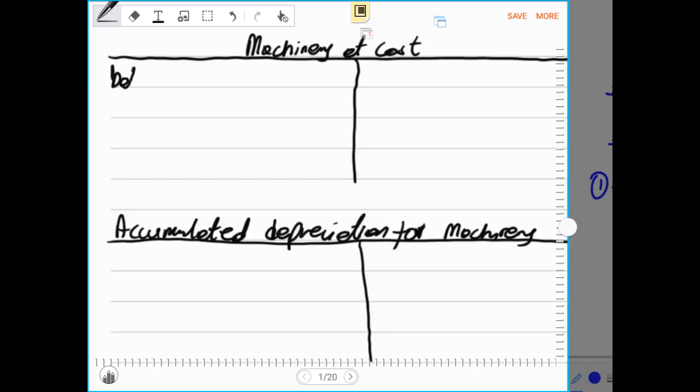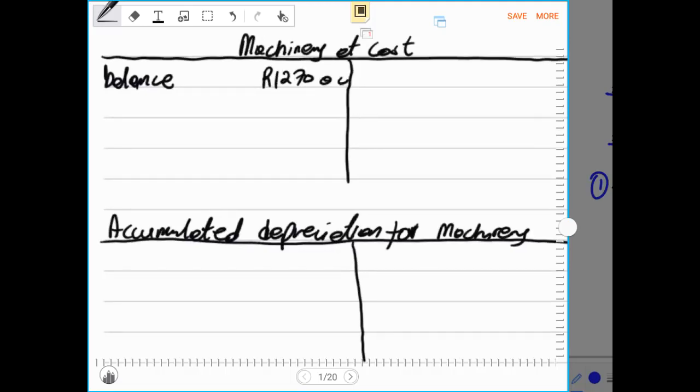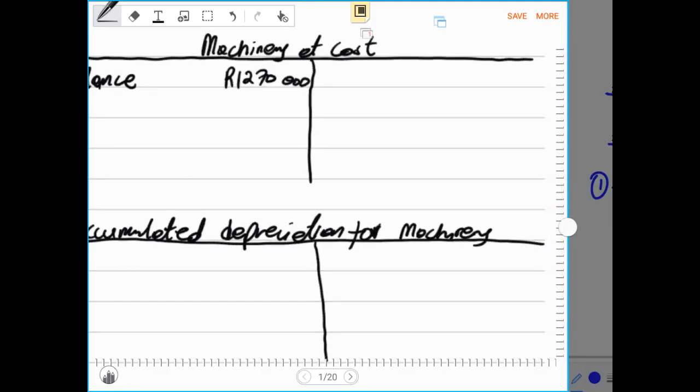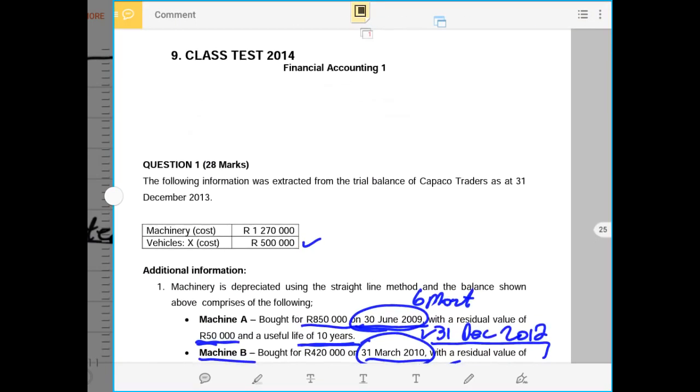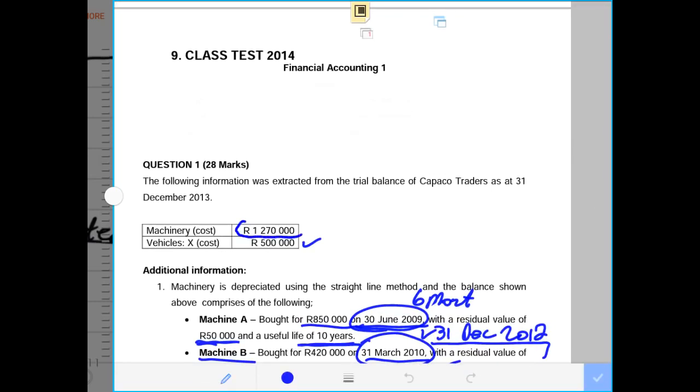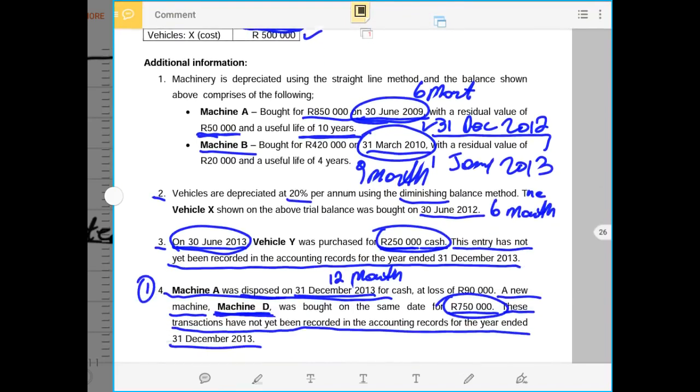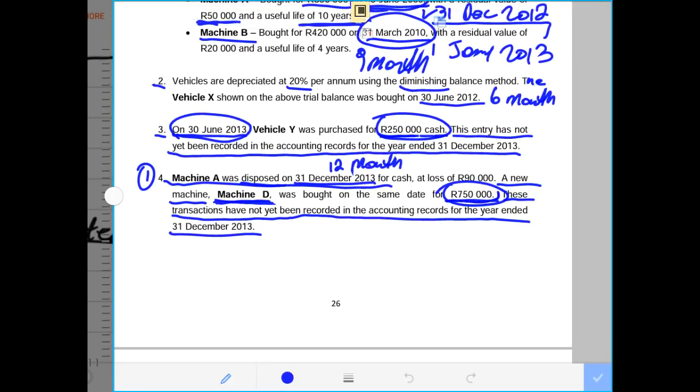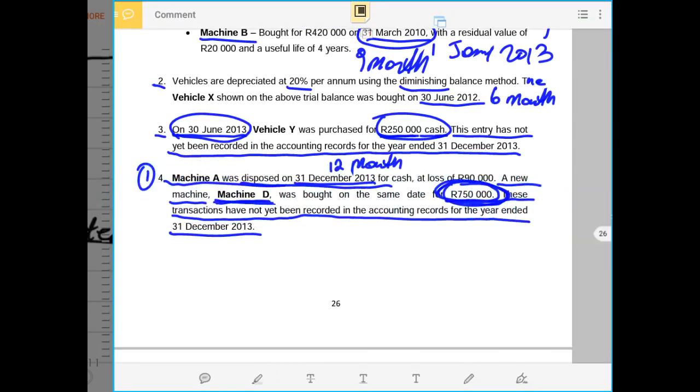So now assets increase on the debit side, and the balance of assets in this case will always be on the debit side. The opening balance is 1,270,000 rands, the total of all the assets, including the one that was disposed. Take note that in that 1,270,000, the cost of 750,000 for machine D was not yet included. That is good because we don't want the machine bought during the current year to form part and parcel of the opening balance, because it was not there at the beginning of the year.